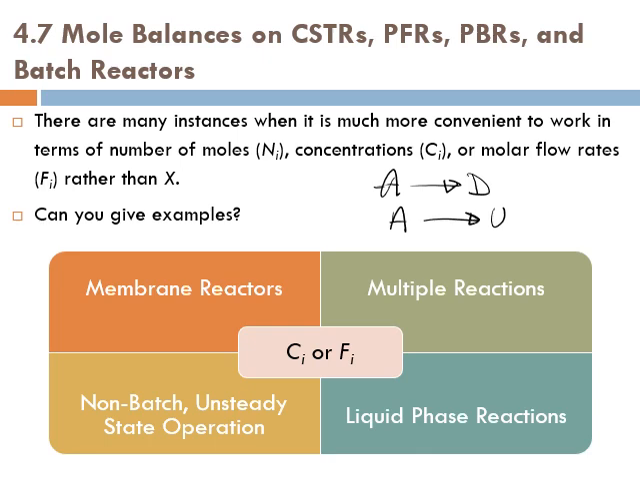And the third case where X is not my preferred variable is non-batch unsteady state operation. During startup and shutdown, I do not use X because it will give me wrong answers. And also in membrane reactors. We're going to explain these cases one by one.